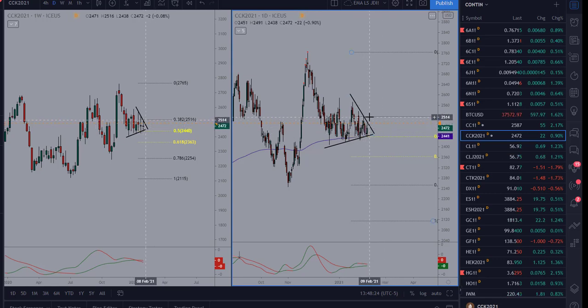Then we would like to see if we can hold. Sometimes we'll get a false breakout and then roll back lower. So we would like to see a day, possibly two, to maintain above this trend line. And then we'll look for a move to the upside. So that's what we're watching for cocoa.